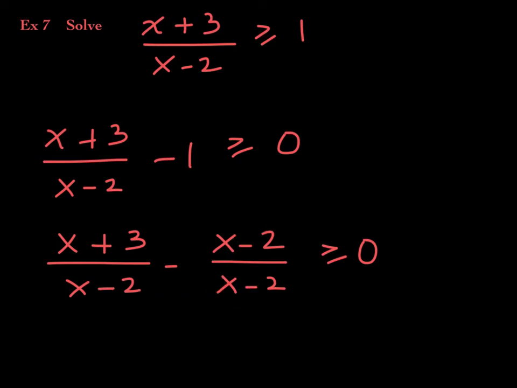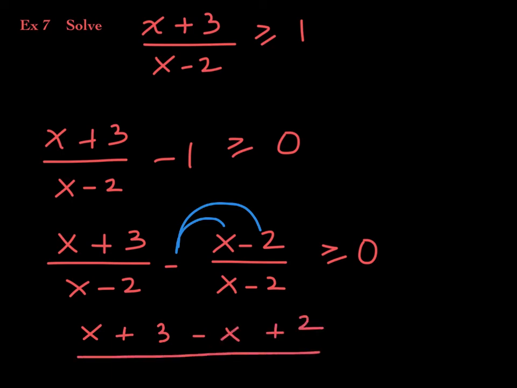So now I can combine these two, and we've got to be careful here. See this negative? It has to be distributed. Let me write that down, or at least show it. Distribute that negative. Man, that's so important. Be careful. So this becomes (x + 3 - (x - 2))/(x - 2) greater than or equal to 0. Let me move this up.